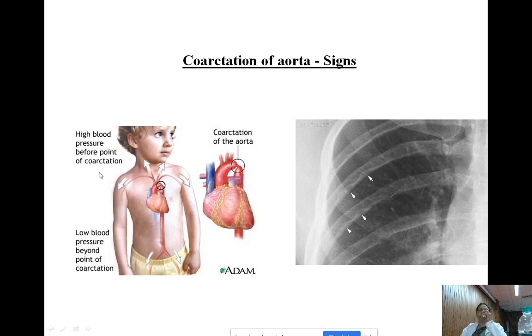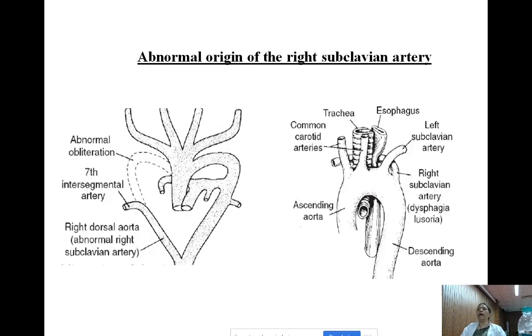And because of this collateral circulation, the other arteries, that is the posterior intercostal arteries and the anterior intercostal arteries, will be engorged, and they will cause depressions in the ribs, and that is known as notching of ribs.